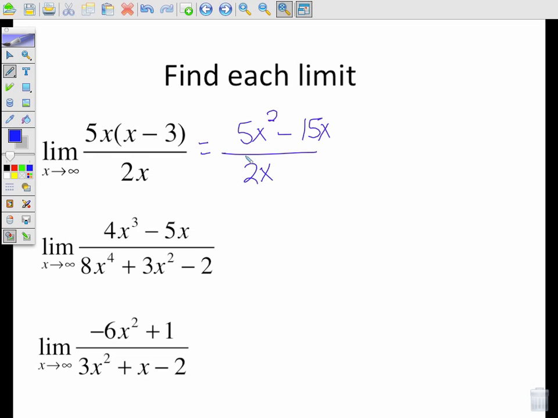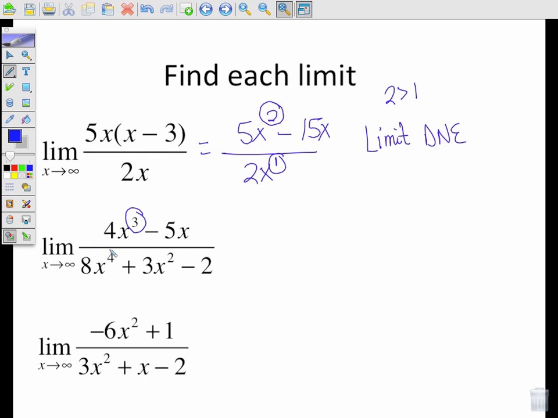So what we need to do is compare the degrees. The degree on top here is 2. The degree on bottom is 1. So the limit does not exist. It's larger on top than it is on bottom.